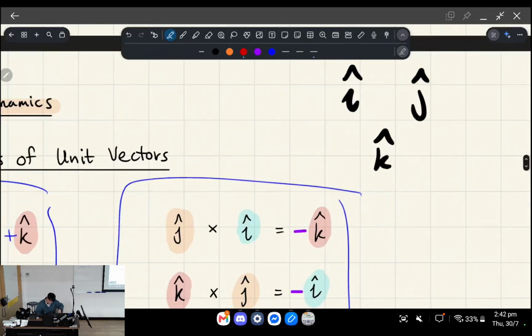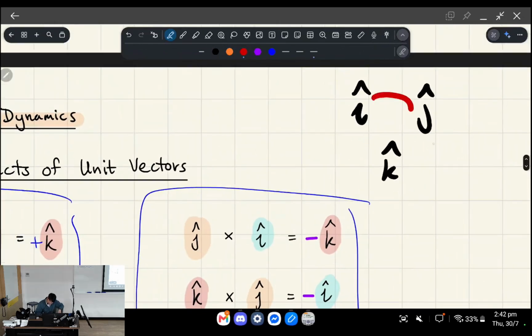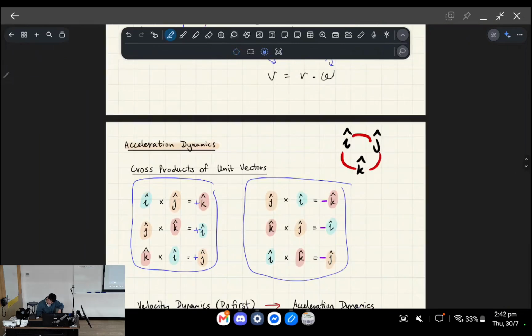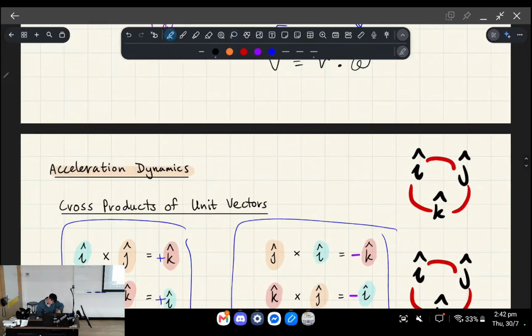Okay, so what do I mean? Let's just draw this as a little circle, and I'm going to copy it so I can do two examples. In the first example, let's say we do I cross product J. We get the other one, so we continue around the circle. Remember, the order in which you do everything matters. I cross product J is not the same thing as J cross product I. So you have to go in a certain direction.